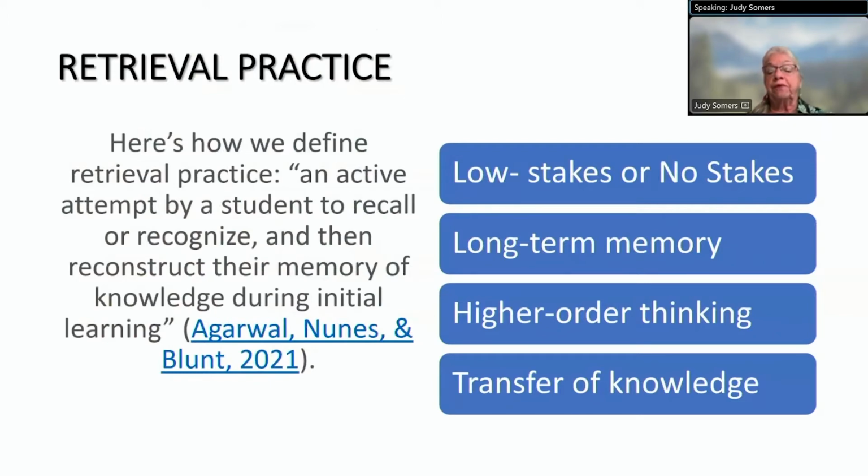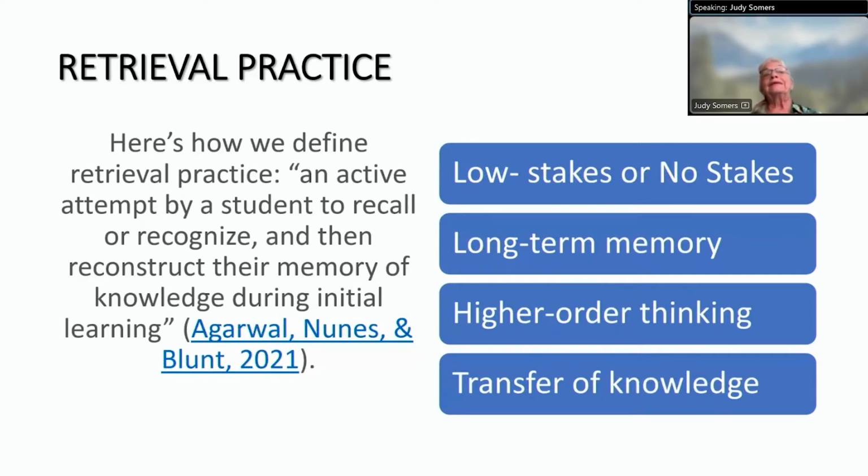And retrieval practice is low stakes or no stakes. It helps our students commit items into long-term memory. Most of you realize that things that we see and hear are immediately in short-term memory. What we do then is what determines whether or not they go into long-term memory.